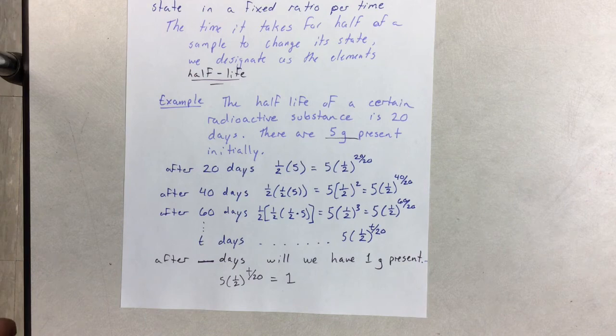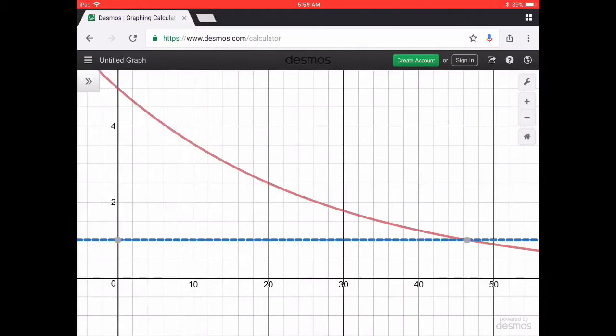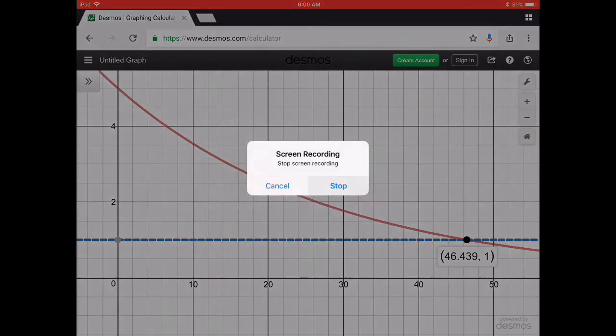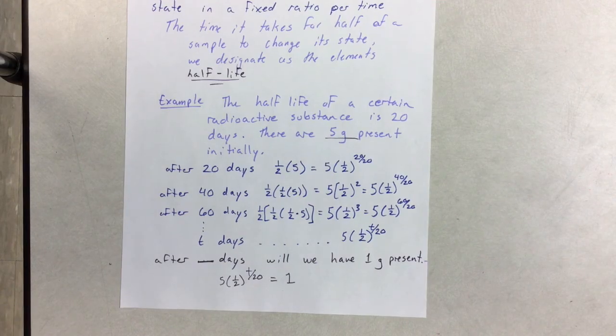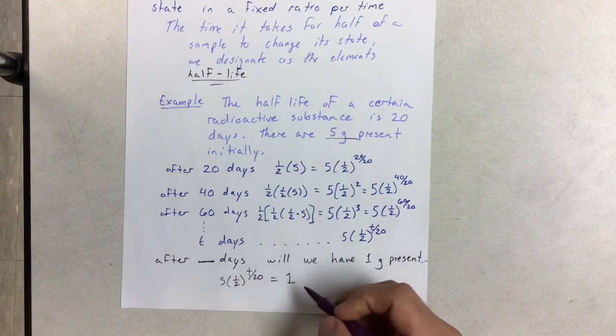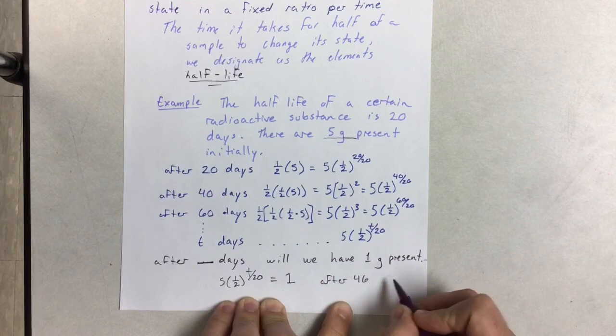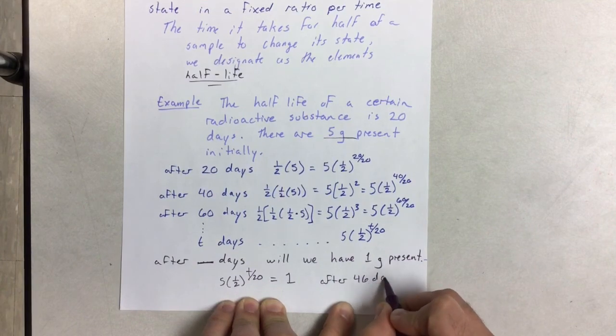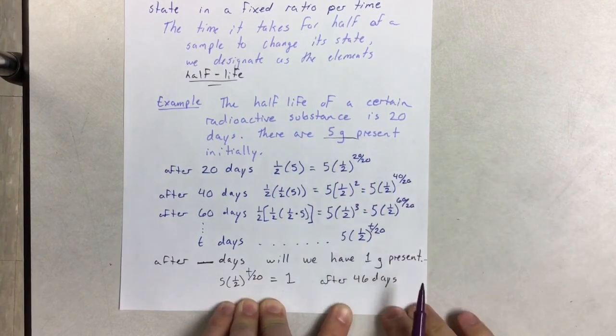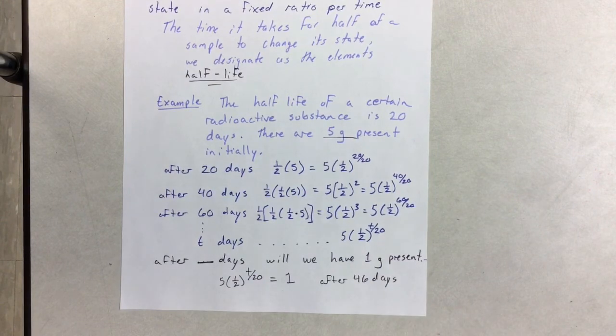So as we examine the graph of this function, we find, again examining the graph, looking at the intersection between the two, we find that it is after 46 days, roughly, 46 days, that our 5 gram substance has been reduced to 1 gram.